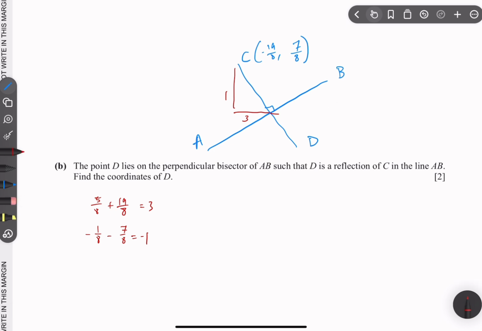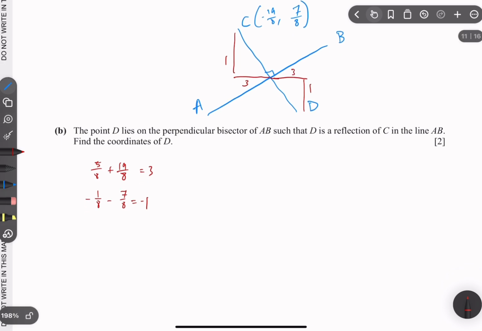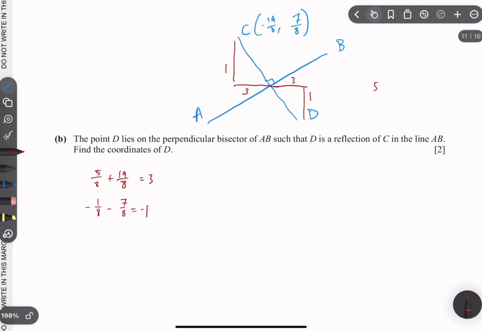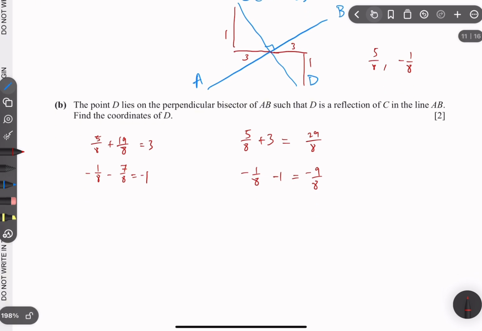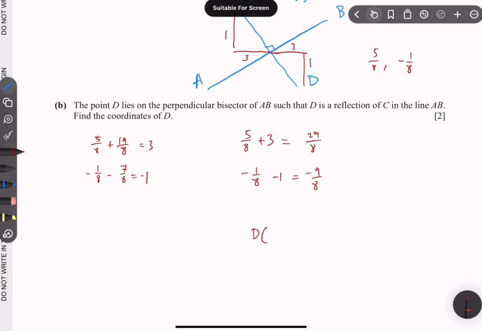Okay, therefore to find D, you move rightwards by 3 and down by 1. And we can use the midpoint, which is 5/8, minus 1/8. So 5/8 plus 3 equals 29/8, minus 1/8 plus 1. Wait, minus 1. Minus 1 equals 9/8. And it's minus because you're going down. Okay, so this is the coordinates of D.